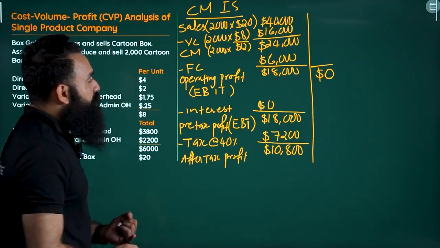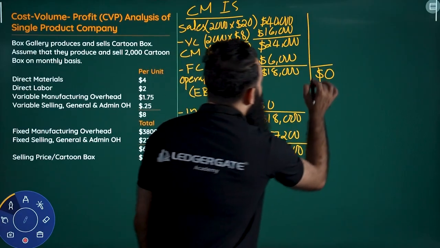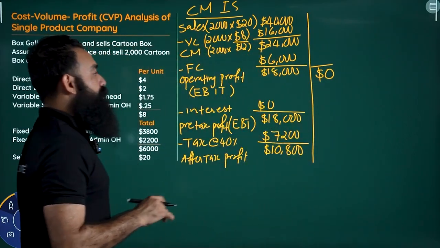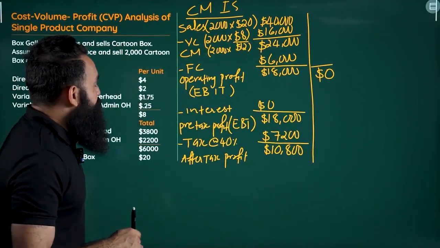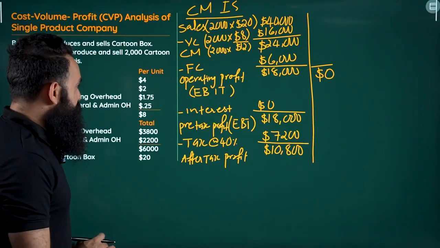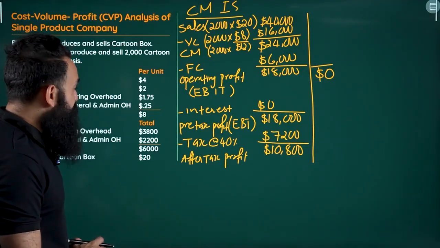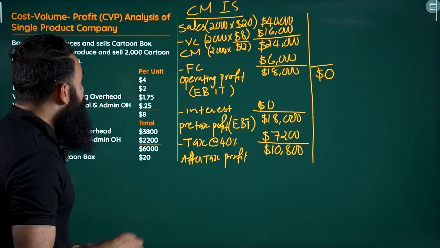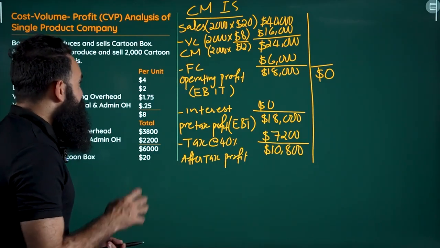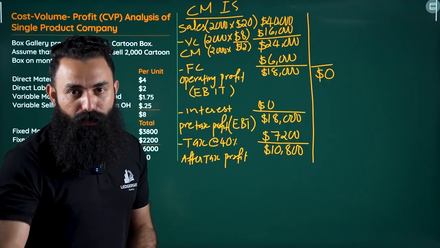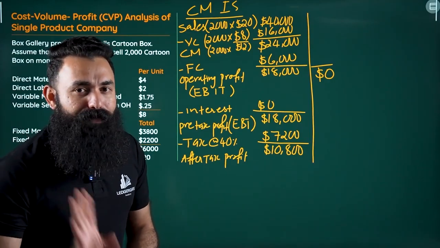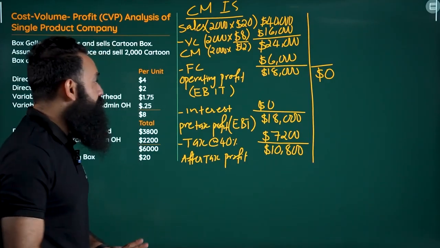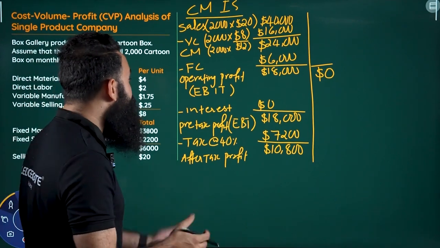Okay, so we are going to calculate what? Break-even point, right? Let's see how to calculate this break-even point. We have some assumptions in CVP analysis that in any contribution margin income statement, some items remain constant and some items will change. Let's see which items are going to change and which items remain constant.